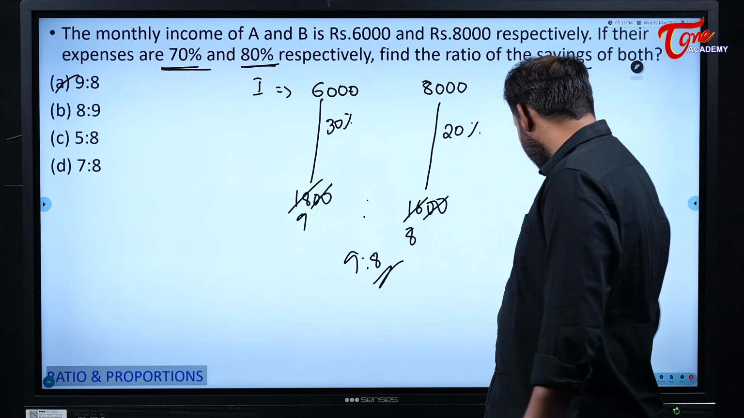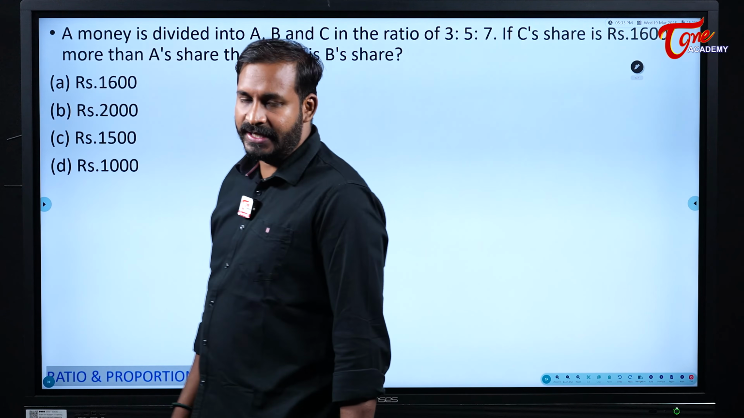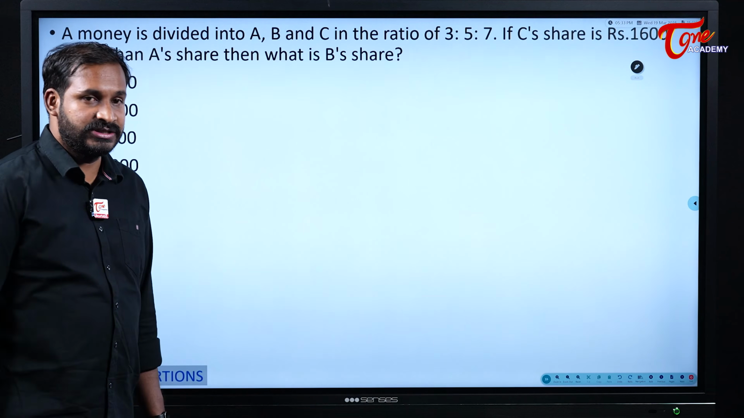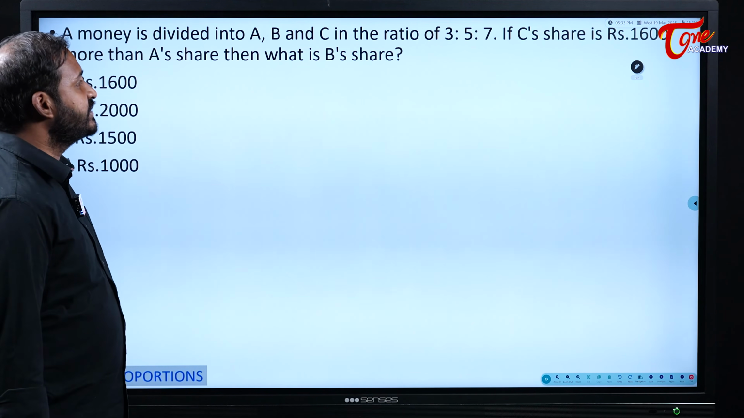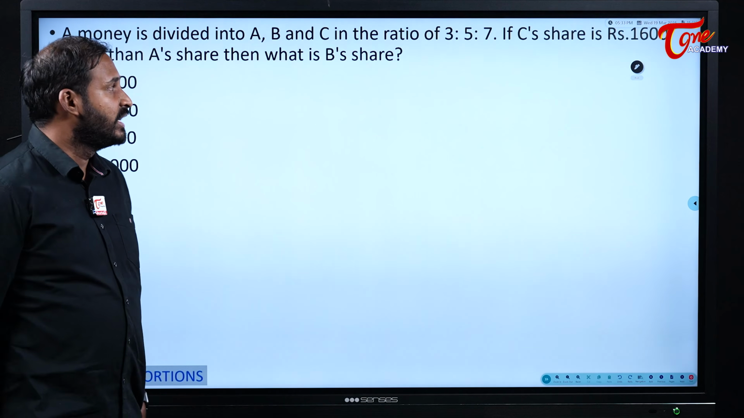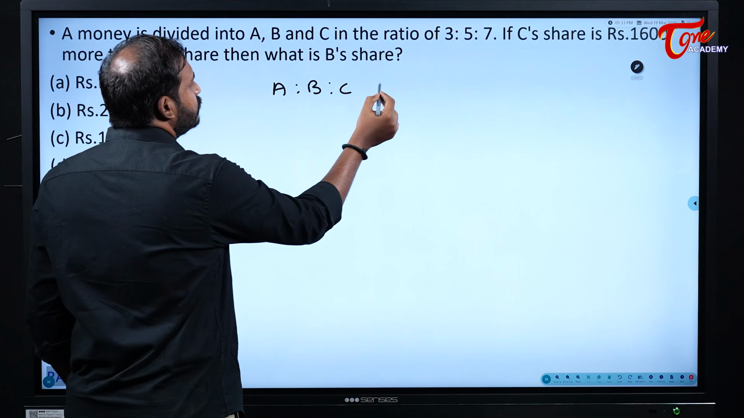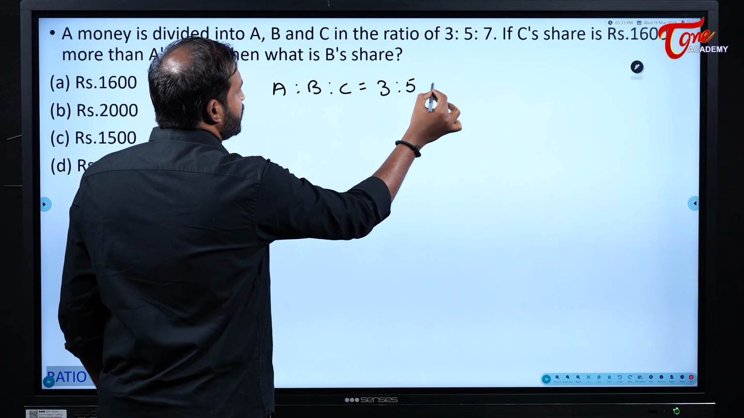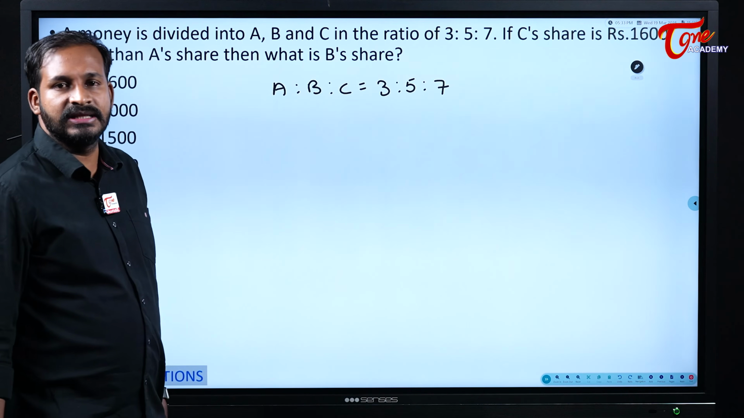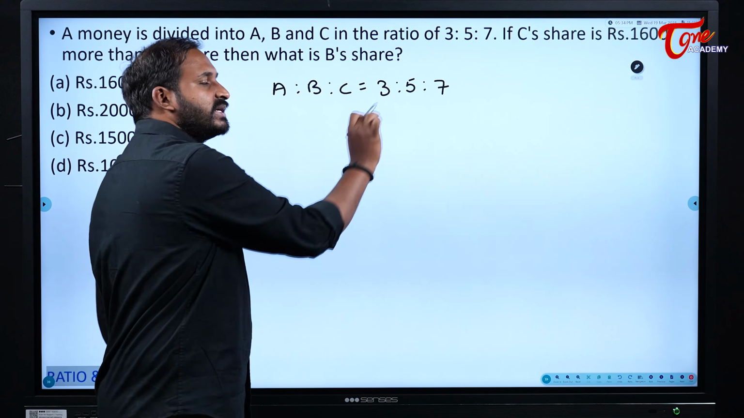9:8. Okay. Next one. A sum of money is divided into A, B and C in the ratio 3:5:7. If C's share is 1600 more than A's share, then B's share is. Now see here, A, B and C are in what ratio? 3:5:7 for us here. That means 3 parts, 5 parts and 7 parts.